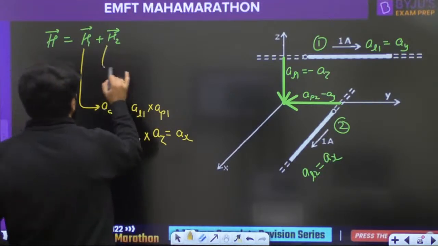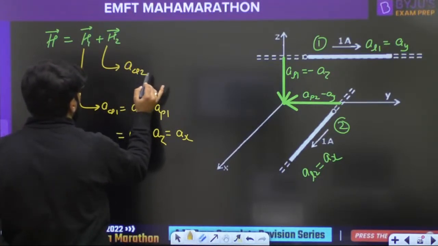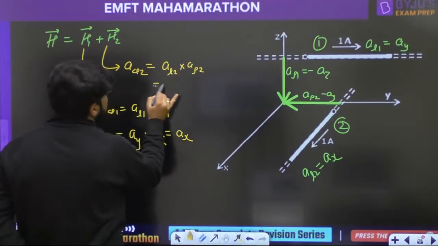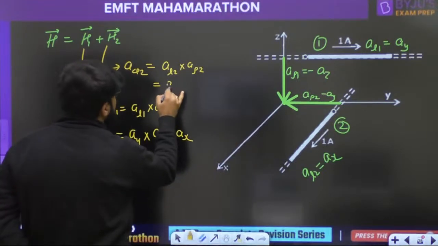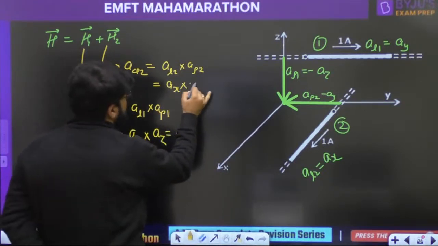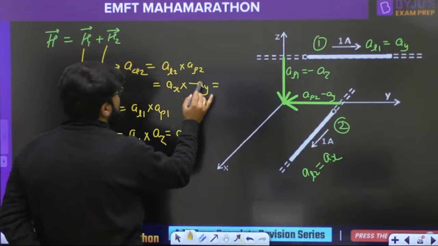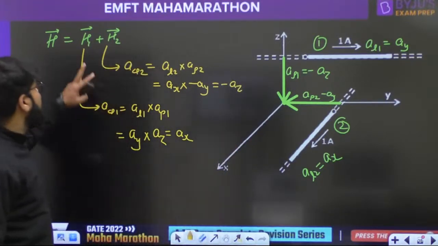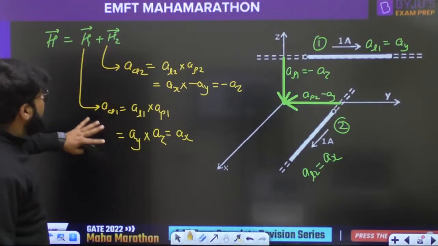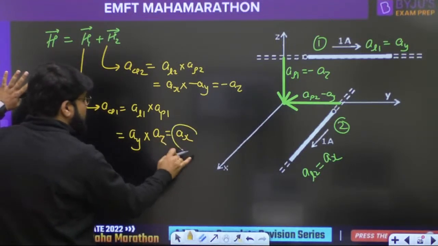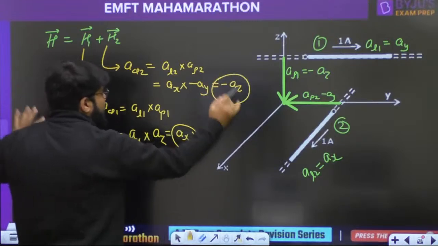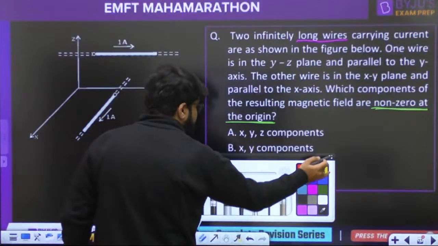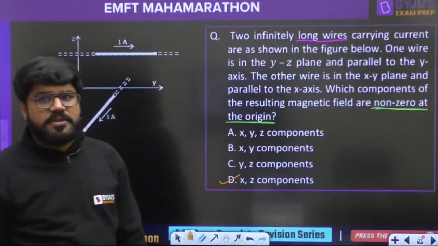Now what is H2? H2 will be in the direction A phi 2. A phi 2 will be given by AL2 cross arrow 2. What is AL2? The second current is in the X direction and the arrow is in the minus Y direction. X cross Y is Z, so X cross minus Y is minus Z. Don't bother about plus or minus, but the resultant magnetic field will have a component in the X direction and one component in the Z direction. X and Z components will be available. So option number D is my correct option.